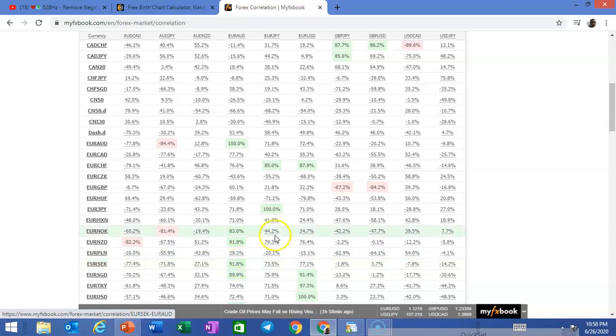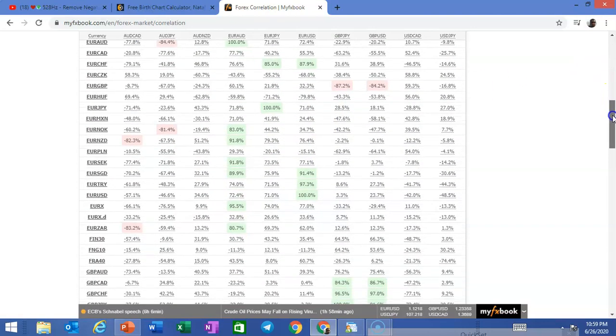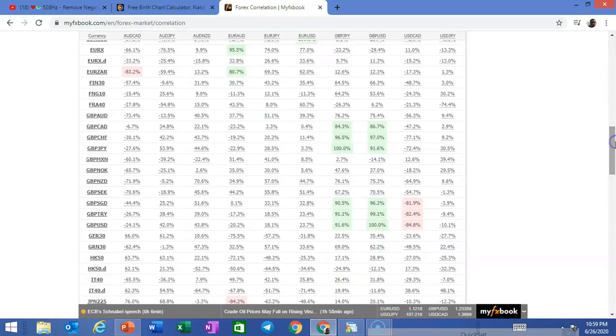Oh, but that's a positive correlation. Negative correlation, EUR-GBP and GJ. Yes. EUR-GBP and GU. GU and UCAD, like we stated earlier.